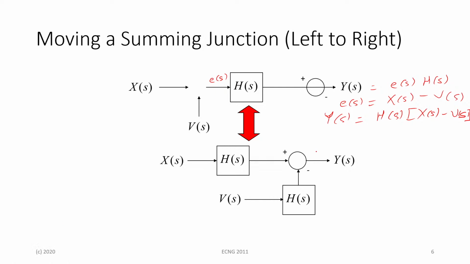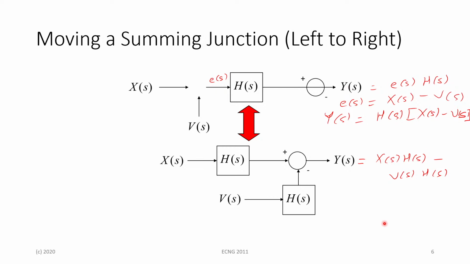So I don't need to put an intermediate signal or a temporary signal here, because this is just going to be straight up y of s. Y of s here, as you can see, is x of s multiplied by h of s, and it's going to be positive. So that's x of s, h of s, and then for the negative part of the summation junction, we have v of s multiplied by h of s, and that's going to be minus v of s, h of s. And we can see that it's basically the same equation that we had to begin with, before we moved the summation junction from left to right.